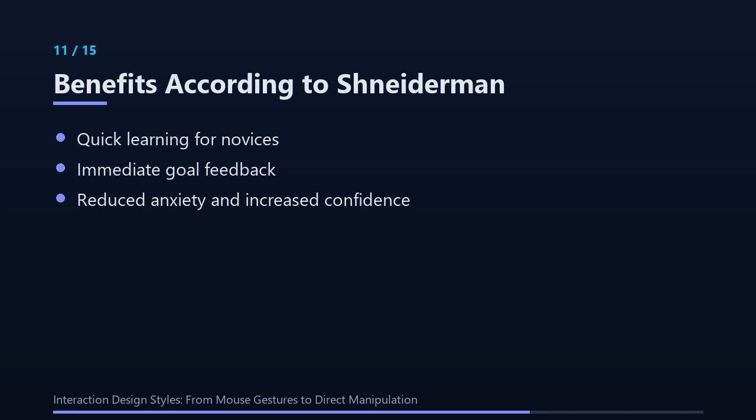Novice users can grasp basic functionality quickly because the actions map directly onto visible objects, eliminating the need to memorize complex command syntax. As users perform actions, they receive immediate visual confirmation that their goals are being advanced, reinforcing a sense of progress. The reversible nature of the interactions reduces anxiety. Users know they can undo a mistake, which makes the system feel more forgiving. Over time, this leads to greater confidence, as users develop an intuition for how the system will respond to their inputs. These factors together contribute to a more enjoyable and productive user experience.